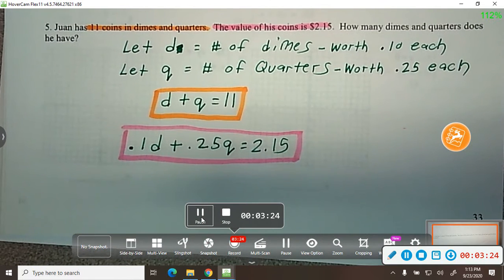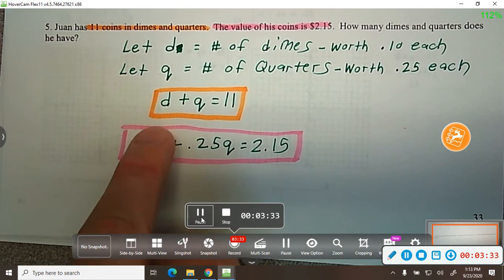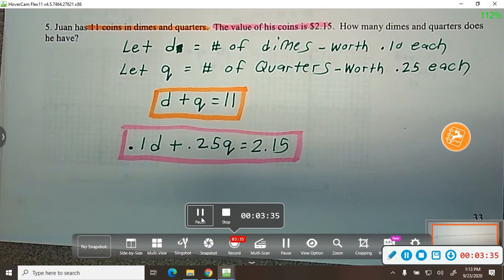And now I could solve. It's your choice. You could solve by substitution. You could solve by elimination. If you want to use Desmos, then you've got to change these to X's and Y's and keep them straight, which one was dimes, which one was quarters. So from here, we decided, even though substitution would probably be easier, we're going to use elimination.